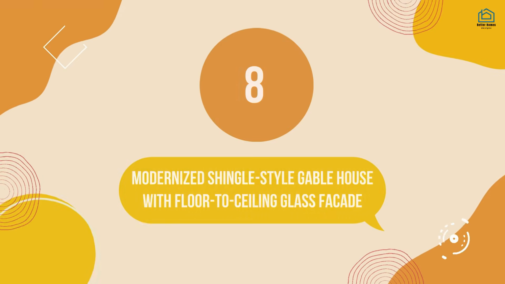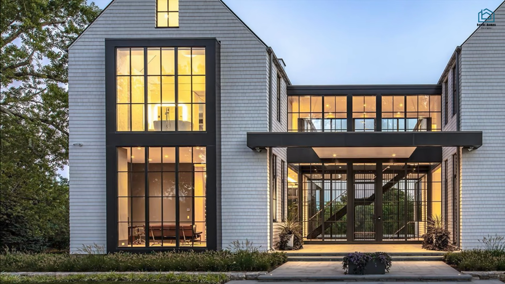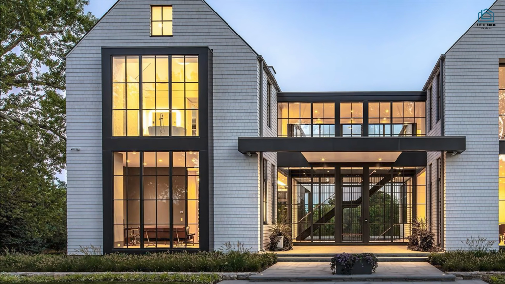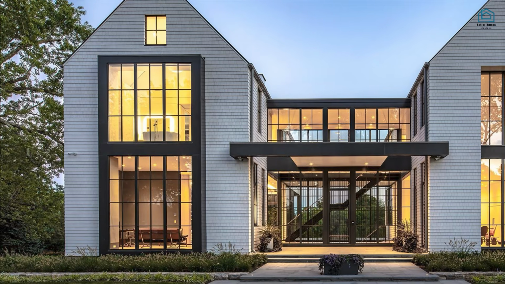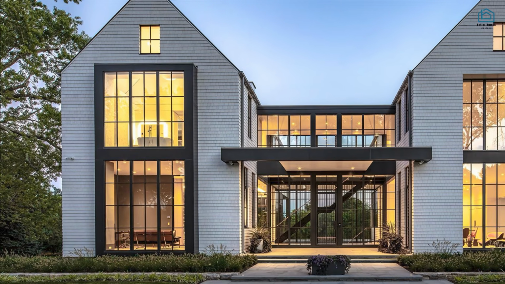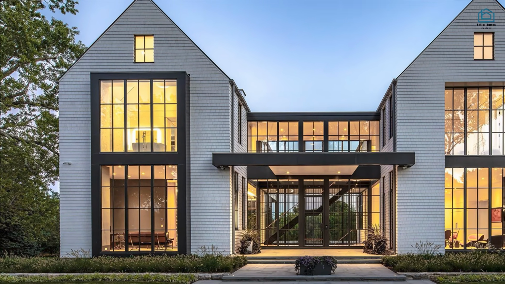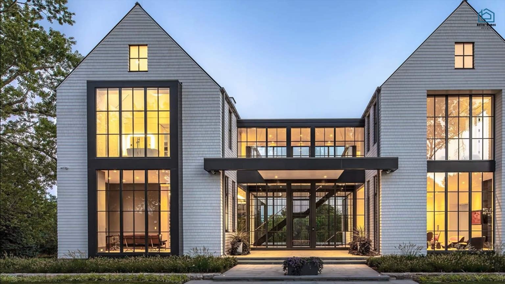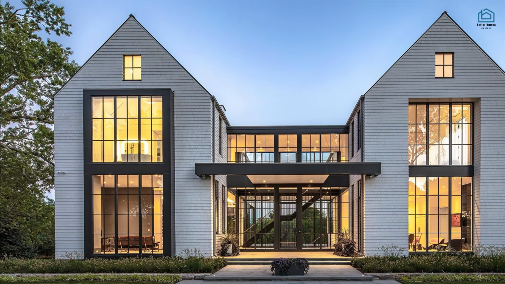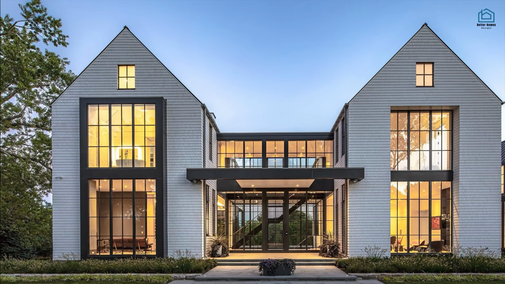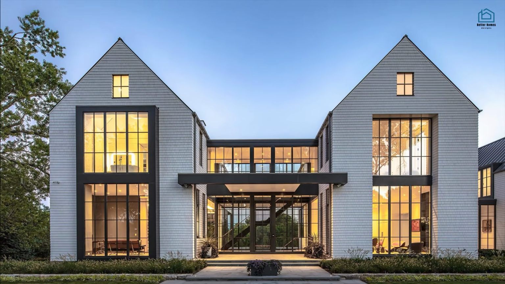Eight, modernized shingle-style gable house with floor-to-ceiling glass facade. An impressive architectural statement featuring twin soaring gable structures wrapped in light gray shingle siding, connected by a dramatic two-story glass breezeway. Huge black-framed window walls allow natural light to flood the central interior staircase while creating a glowing centerpiece at night.